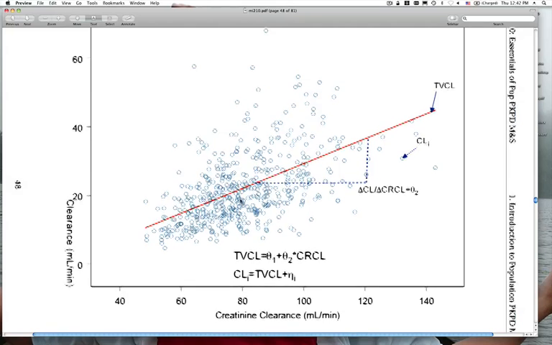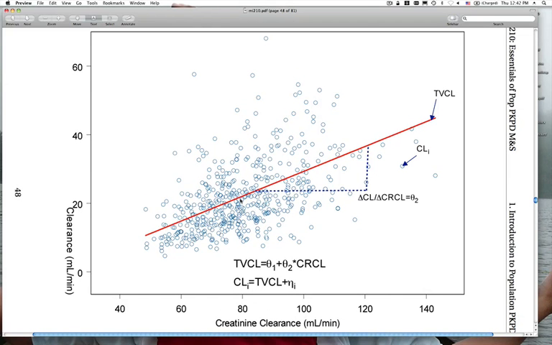So let's look at this graphically. Here we see a plot of individual clearance for a population of individuals. This is drug clearance versus creatinine clearance, creatinine clearance being a measure of renal function. And this is a simulated example, but it could be quite typical here that we see quite a range of variability in clearance values, ranging from somewhere at about 5 mL per minute up to maybe 60 plus mL per minute.